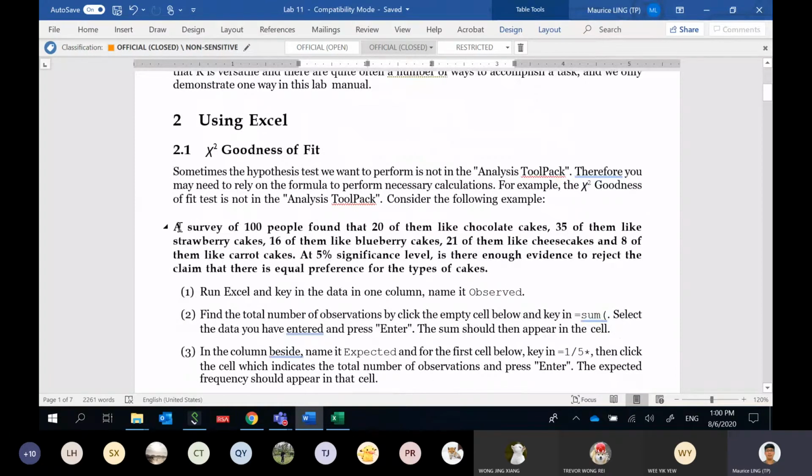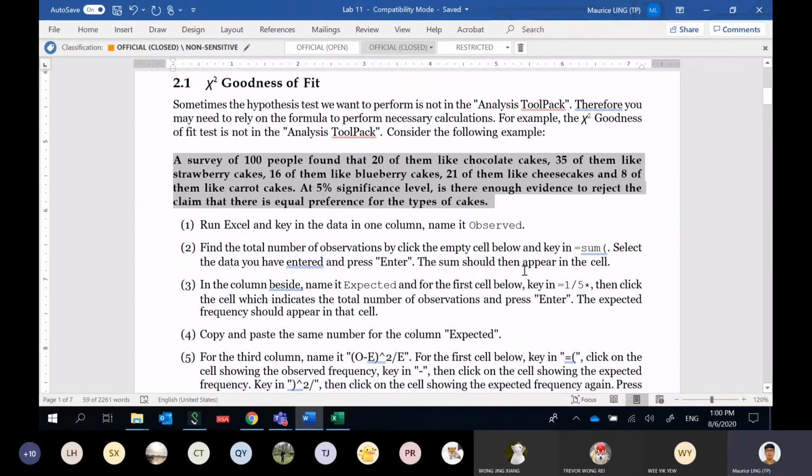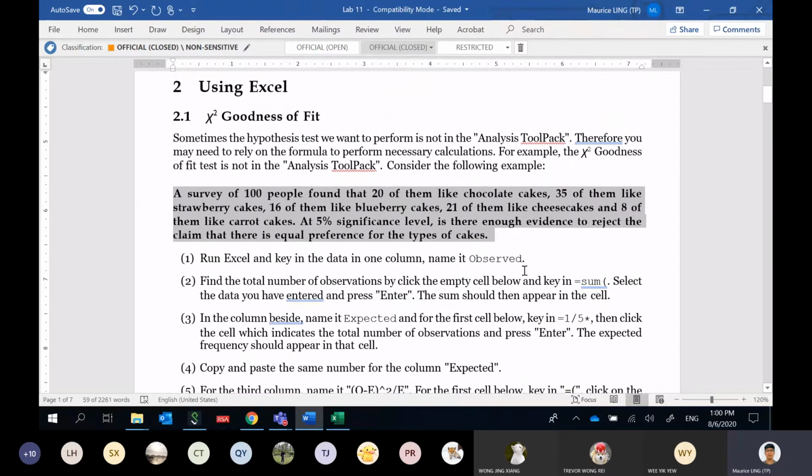Okay, let us go through the very first thing. For example, you have a question here, inside your lab manual. A survey of 100 people found that 20 of them like chocolate cakes, 35 of them like strawberry cakes, 16 like blueberry cakes, and 21 like cheesecake. 8 of them like carrot cakes. At 5% significance, is there enough evidence to reject the hypothesis that there's equal preference of the cakes?